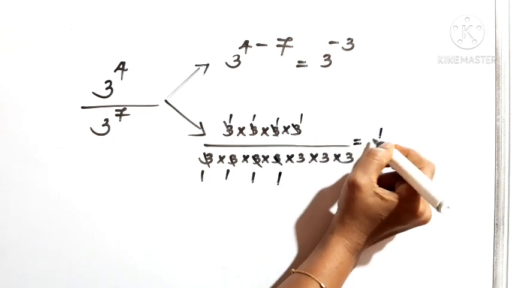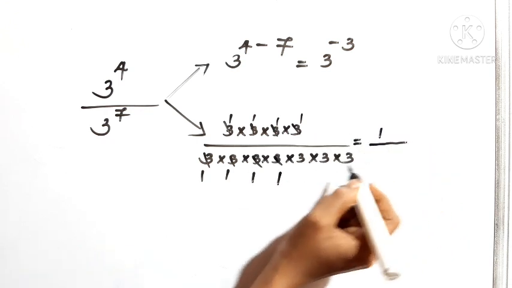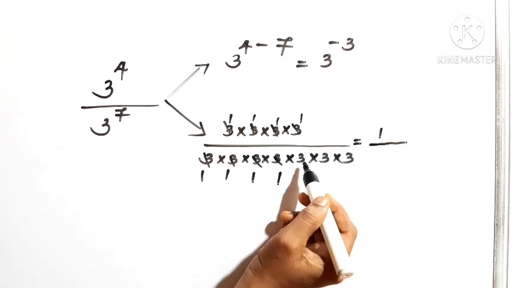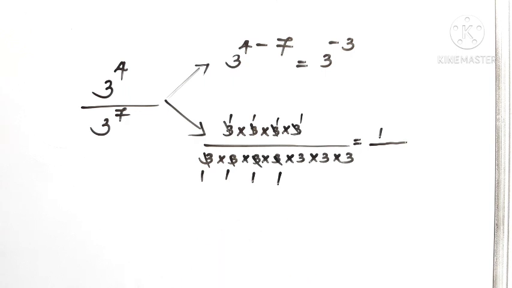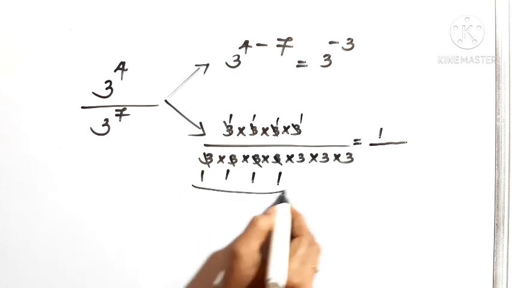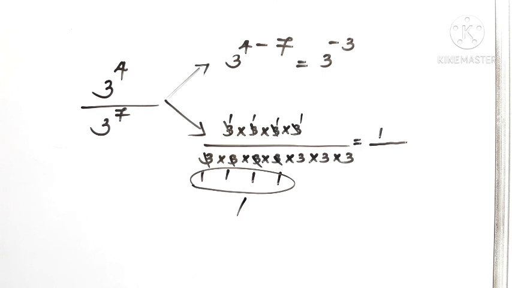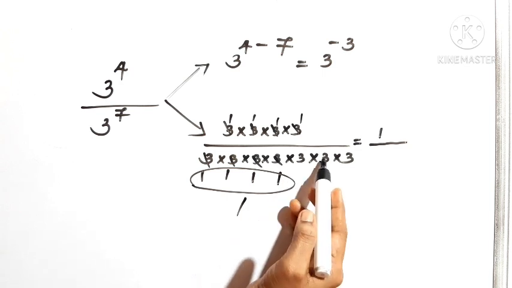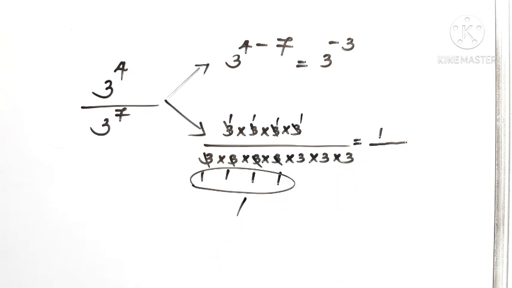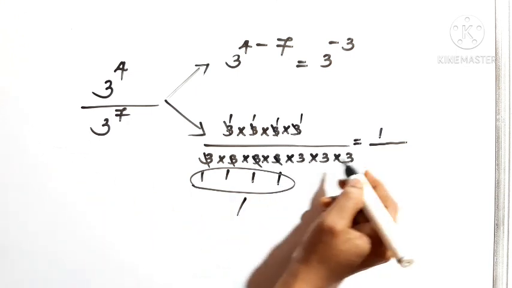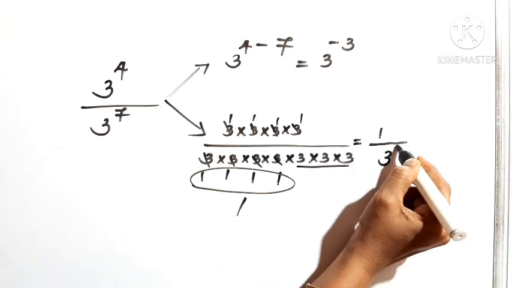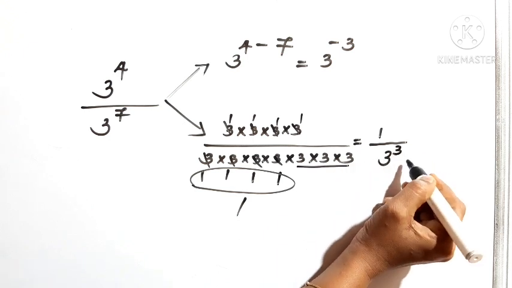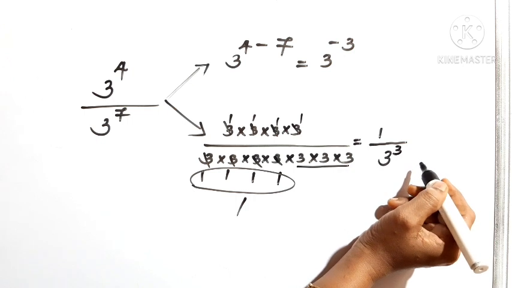On the numerator we have only 1. On the denominator 3 into 3 into 3 into 1 into 1 into 1 into 1. Here it becomes 1, right? Then 1 into 3, 3. 3 into 3, 9. 9 into 3, 27. See children, this also equals 3 times, that means 3 raised to 3, no? Otherwise you can have here 1 by 27.